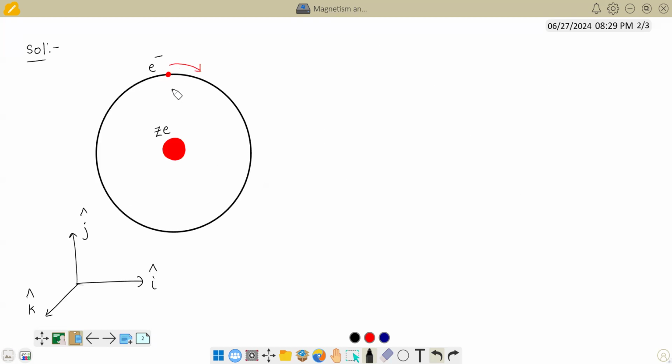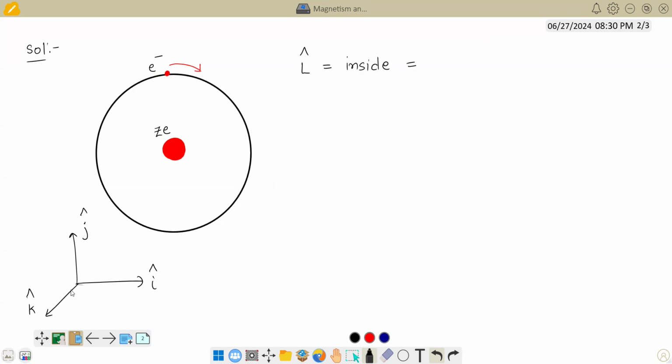So we have an electron rotating around the nucleus. Let us assume that the electron is rotating in clockwise direction. If the electron rotates in clockwise direction, what would be the direction of L? First, let us talk about the direction of L. Since it is clockwise, the direction of L would be inside.